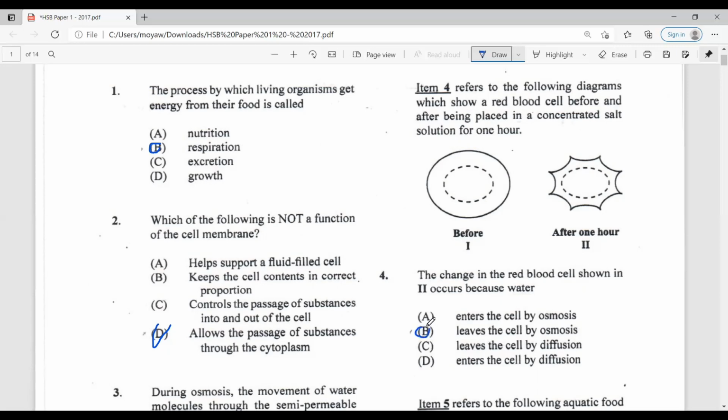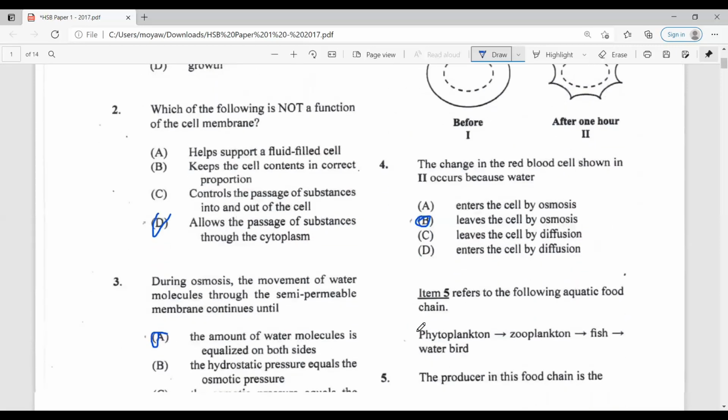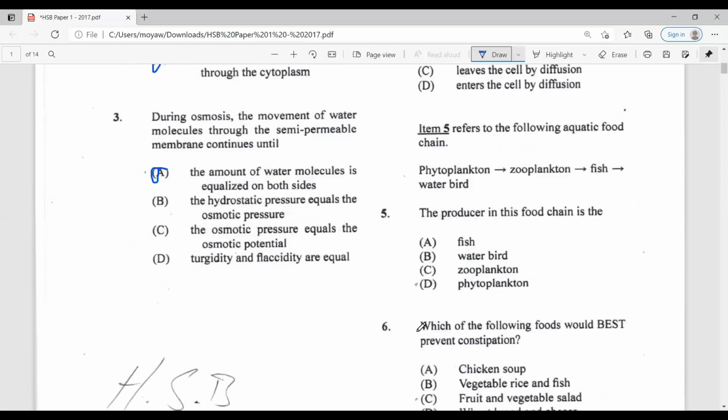All right. Question 5. Item 5 refers to the following aquatic food chain. So we have phytoplankton, zooplankton, fish, and water bird. So the question, the producers in this food chain is... so remember the producers normally always start a food chain. So if we know that this is the start of the food chain, then the phytoplankton would be the producers.